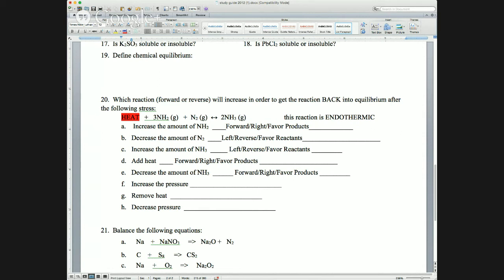If you increase the pressure, now we need to go back to the screen. I want you to look at these coefficients. This is a 3. We're going to make the coefficients yellow. That's a 3. This is a 1, and this is a 2. Which means we have 2 on the right and 4 on the left. 2 on the right, 4 on the left.